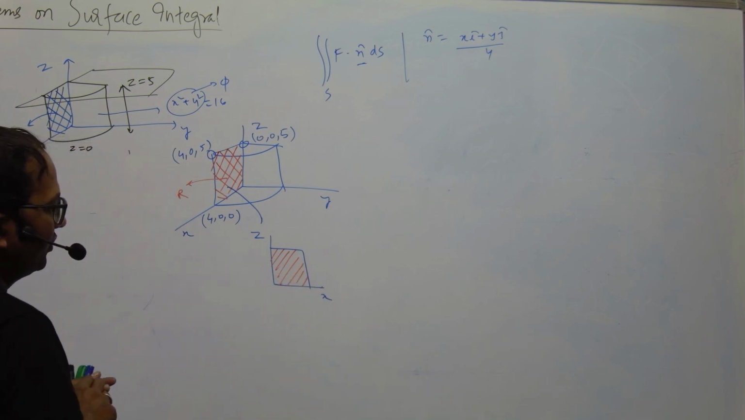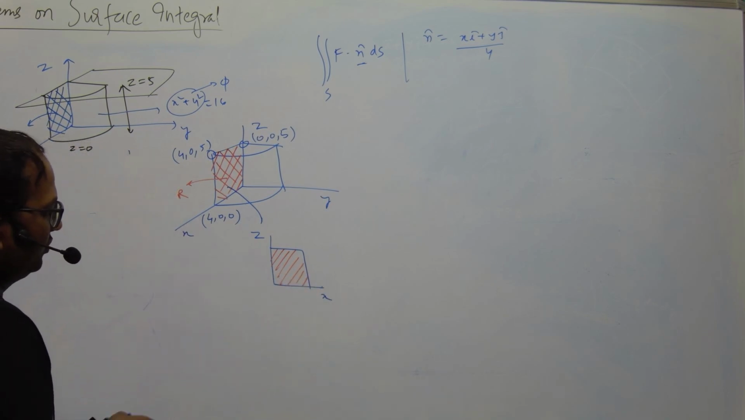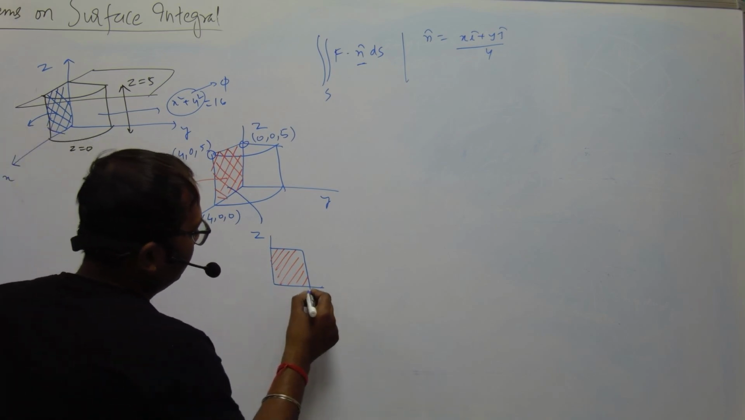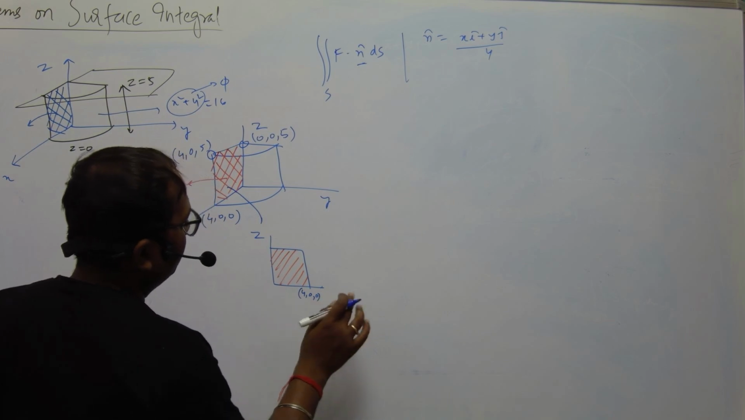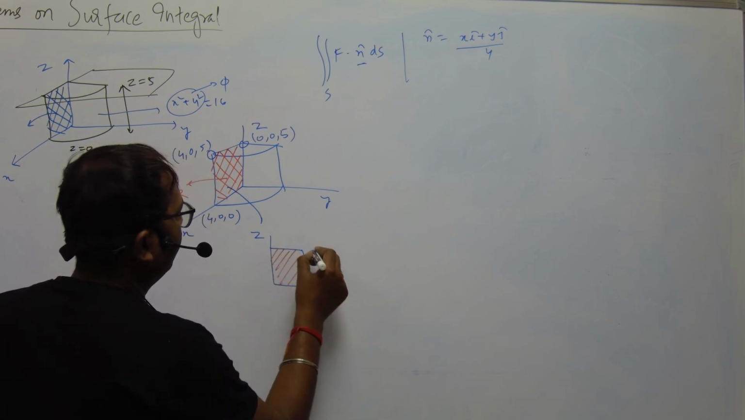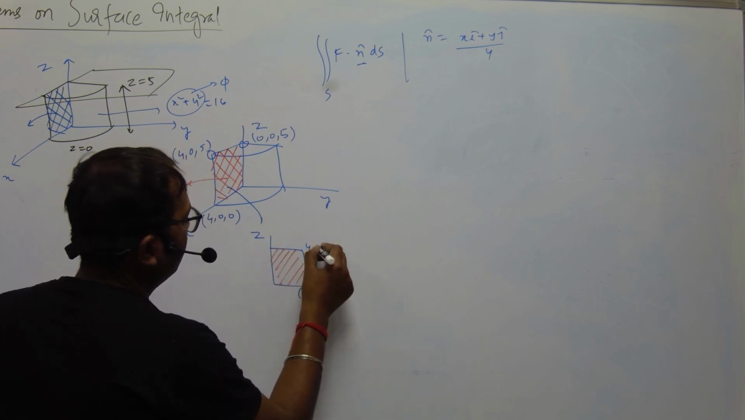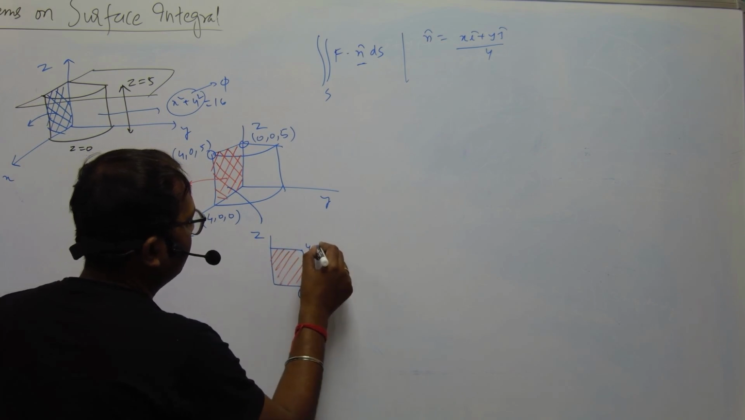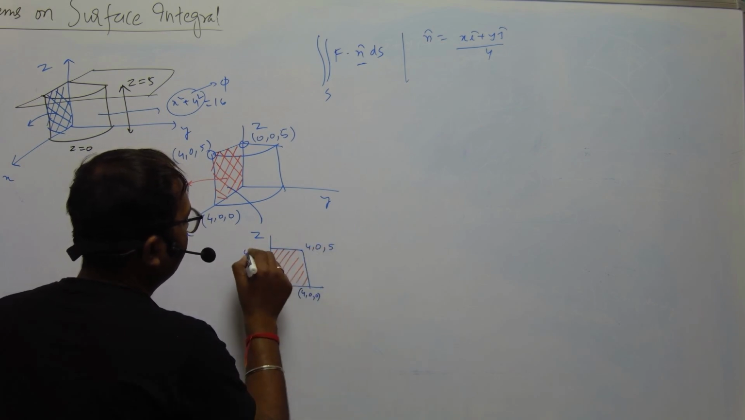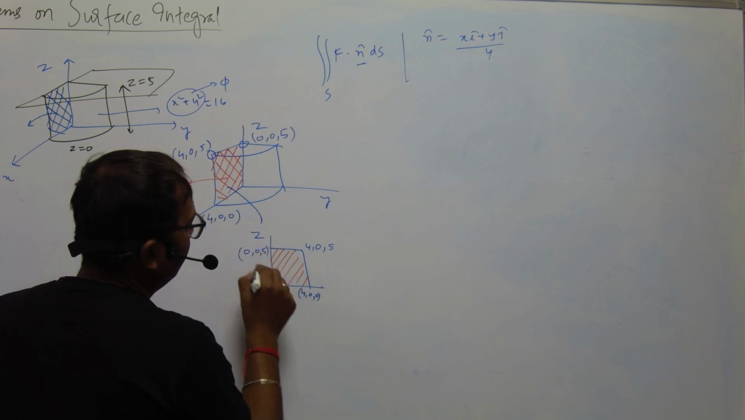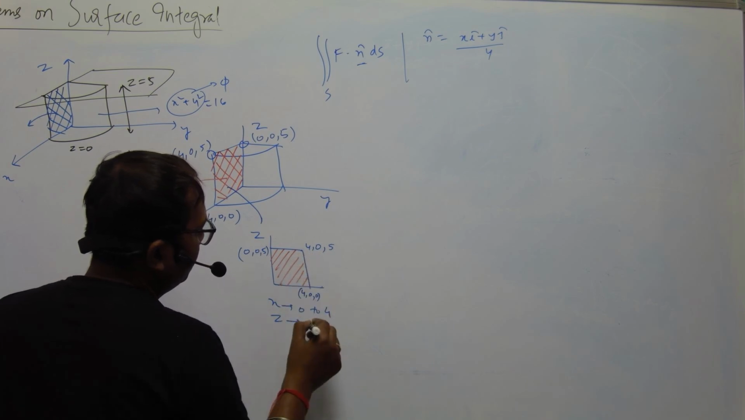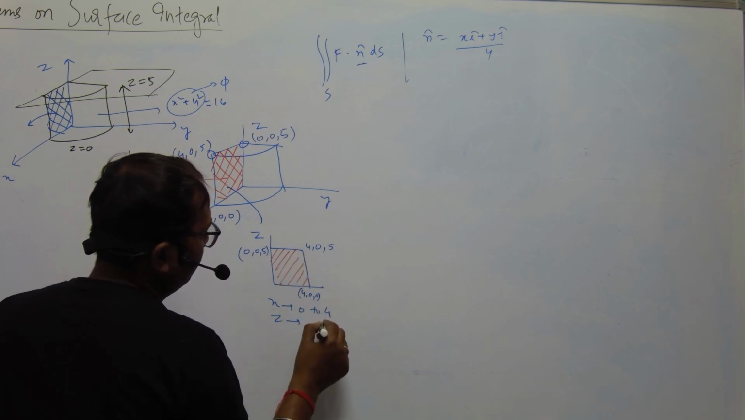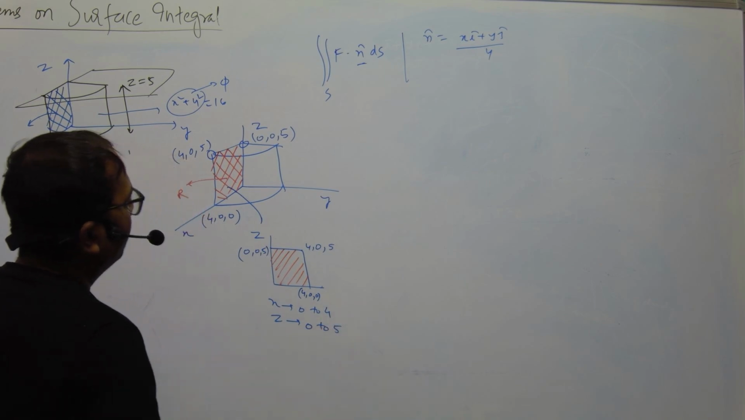Okay. Here x varies from 0 to 4, and z varies from 0 to 5.